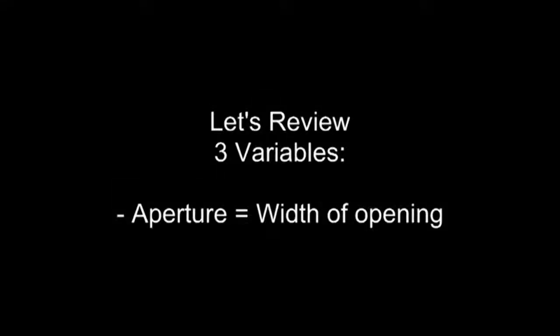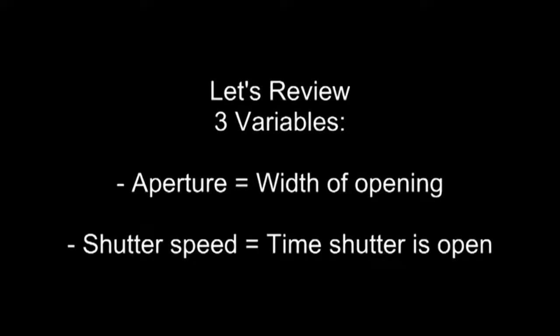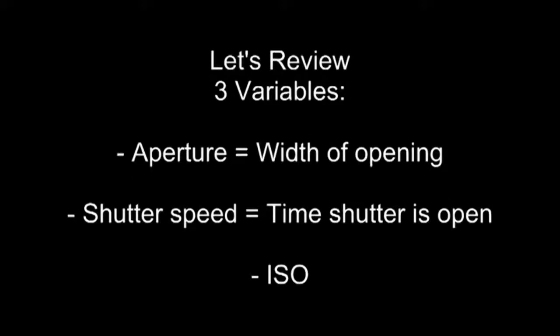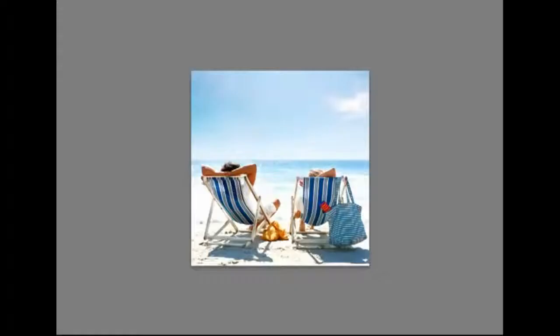Alright, so we've already talked about the aperture, which is the width of the opening in your camera. So you can let in more or less light by making the opening wider or smaller. We've talked about the shutter speed, which is the speed of your shutter, or how long your shutter's open on your camera. You can let in more or less light by opening your shutter longer or for a shorter amount of time. And the third variable here is ISO. ISO is your camera's sensitivity to light.